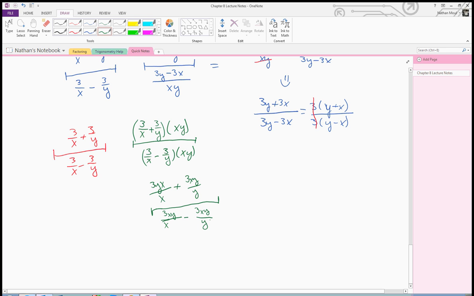3xy over y. Now, this allows us to take our fundamental property and get rid of this x, this x, this y, this y, this x, this x, this y and this y, leaving us with an interesting similarity, 3y plus 3x over 3y minus 3x. Again, as we had done previously, we can factor 3 out. 3 times the quantity of y plus x over 3 times the quantity of y minus x.